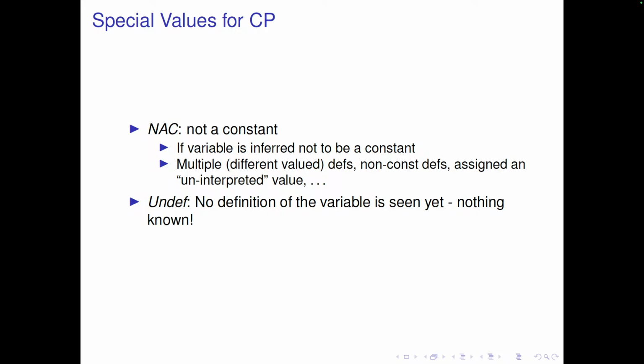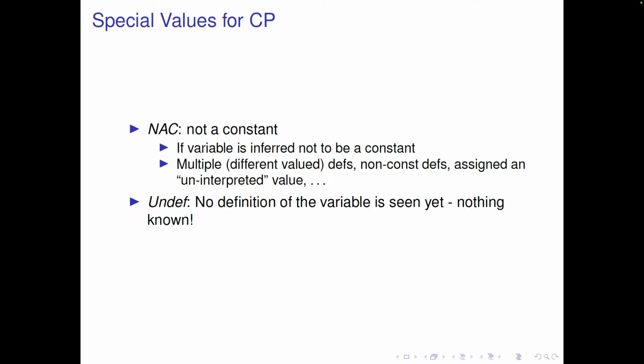Okay. Undef is when you have not yet seen enough about x. You have not explored certain paths. So that is undef. No definition of the variable is seen yet. Nothing is known. There is a difference between not a constant and undef. Are you able to get that? This is very, very important. So not a constant is when you have seen enough about a variable to say that its value cannot be a constant.